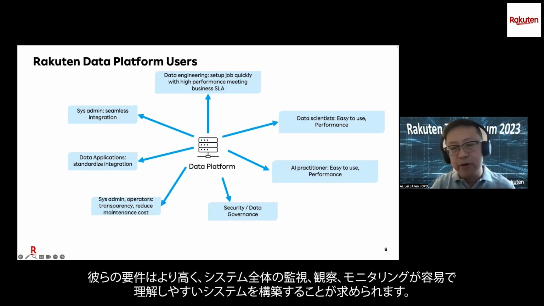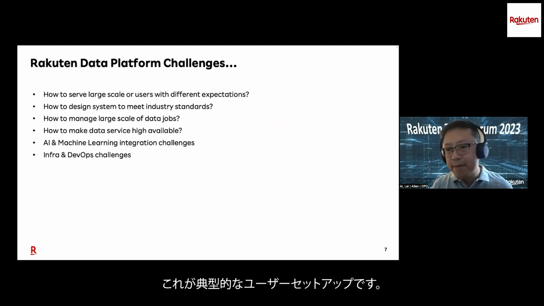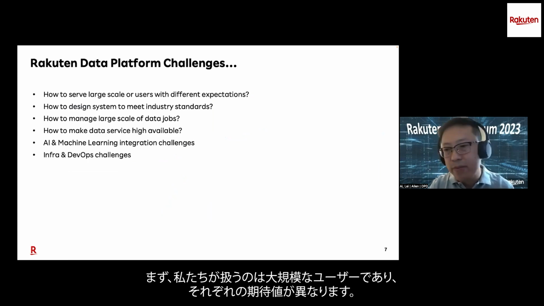And for system administration and other operations, their requirement is more like transparency on the system. Make sure the application you build from end to end is measurable, understandable, and easy to observe and monitor. So that's a typical setup for users. And then next, I'd like to give an introduction about the general challenges of building such a data platform.